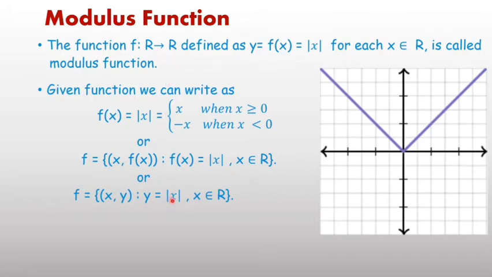Range means possible values of f(x), or possible values of y. And here you can easily observe that for any value of x, the value of y is always positive. Can you guess the minimum value of y? If we take x equal to minus 1, the value of y is 1. x equal to minus 1 by 2, the value of y is 1 by 2. If x equal to 0, then the value of y is 0. It implies the value of y is always greater than or equal to 0.